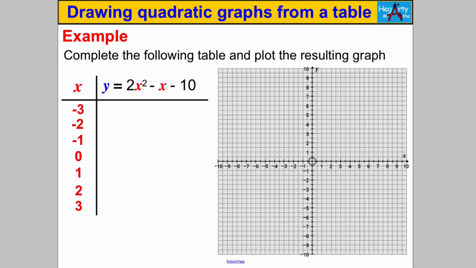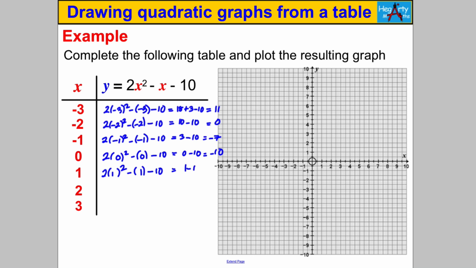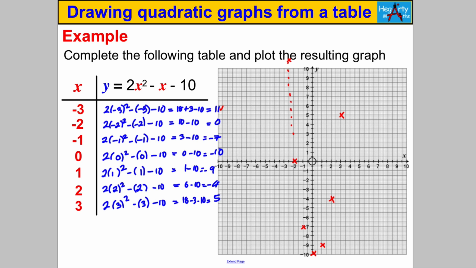Pause the video, have a go. Now again, I'm going to let you do the substitution here. I will run through it, but I'm not going to talk through it. Now let's try and plot these coordinates. Just notice that one's going to go slightly off my graph, but I'll make an approximation. And let's try and join the dots. And it looks something like that. And if we had continued the graph, it would have ended up looking like that.